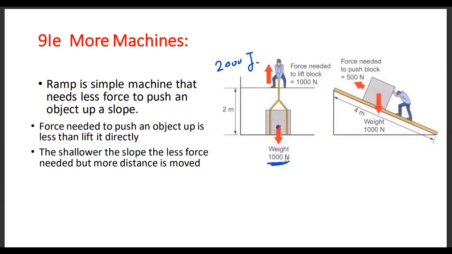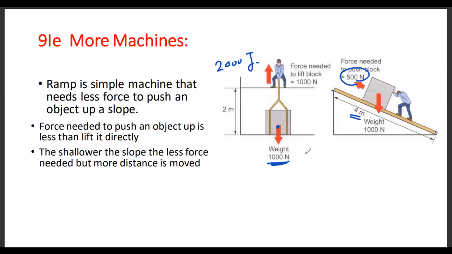So what is the benefit of pushing the object up a slope, which is my ramp, instead of lifting the object directly up? When I use the ramp, we use less force but we move a longer distance. Here the same person is pushing the box, he applies 500 Newton, but the distance moved is the length of this ramp, which is 4 meters.